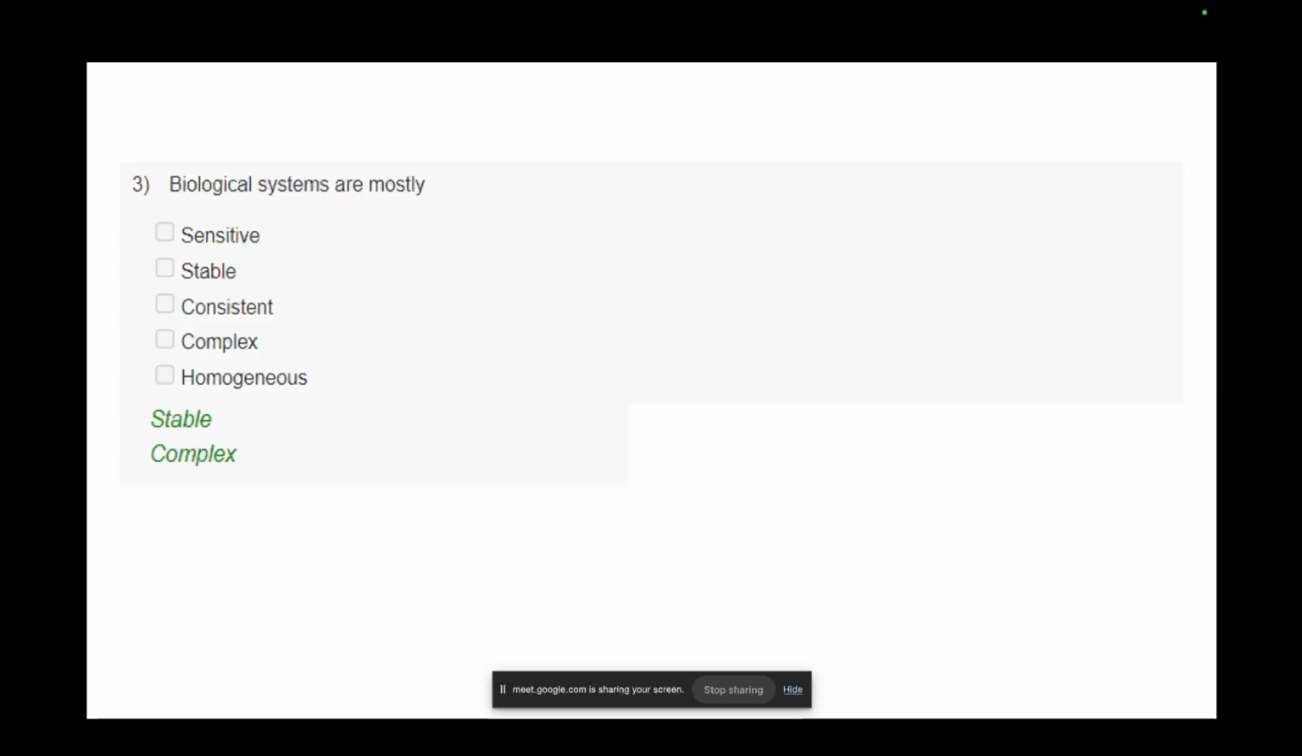Consistent, not so much, because there is a lot of heterogeneity involved. The third and the fifth options are actually very similar, because if you have a lot of heterogeneity involved in a system, it's not going to be very consistent across the system. So it's not homogeneous, it's not consistent, and obviously it's complex because there are a lot of parameters and variables involved.